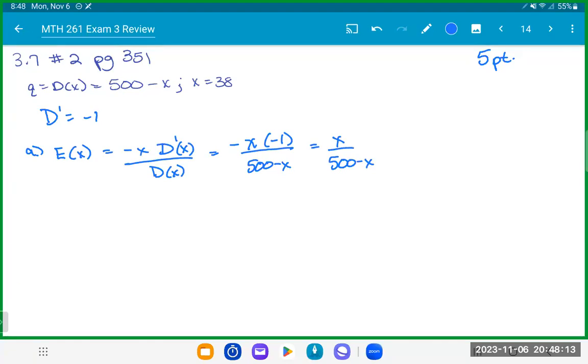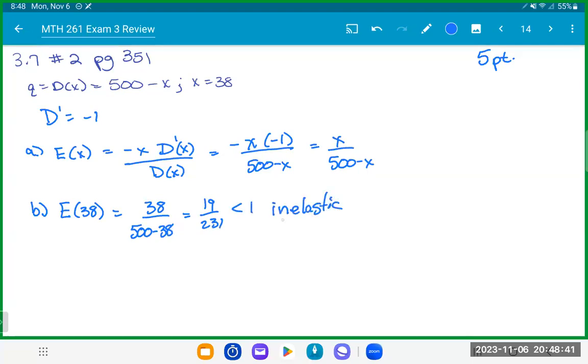Okay. Part B, we want to determine at x equal 38, are we elastic, inelastic, or maximized? And so we take 38 over 500 minus 38. That equals 19 over 231, which is less than 1. So we are inelastic. It's important that you remember to write whether it's elastic or inelastic on the exam so you don't lose any points on that.